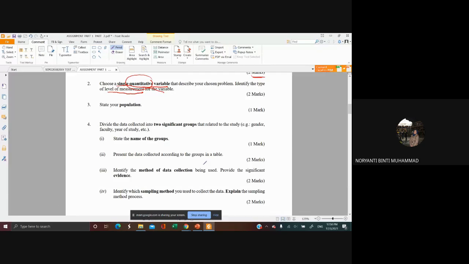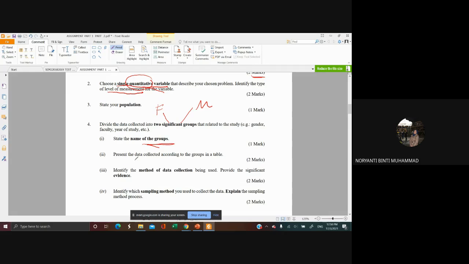Mostly I'm asking you to divide into gender because it's easier for you. So you will have female and you will have male. Here you state what the group is. So far I think everybody uses gender, but if you have others, you can inform me as well.